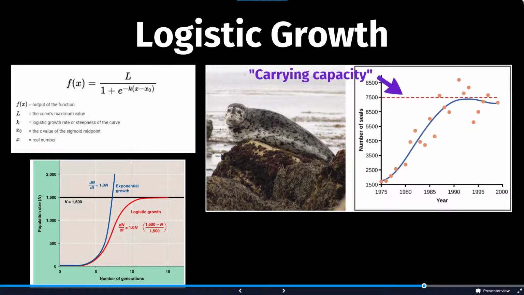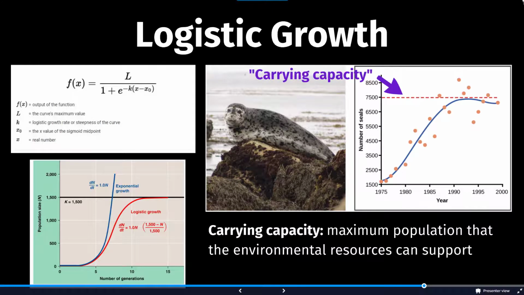So in this particular example of harbor seals, along the x-axis we have the year, and along the y-axis we have the number of seals. And you can see that the number of seals reaches a certain point and then it levels off and stays that way for over a 10-year period in this particular study. The reason for that is because of this carrying capacity, which ultimately is going to consist of a limitation on the maximum population size. This is going to directly relate to the environmental resources that are able to support that population.